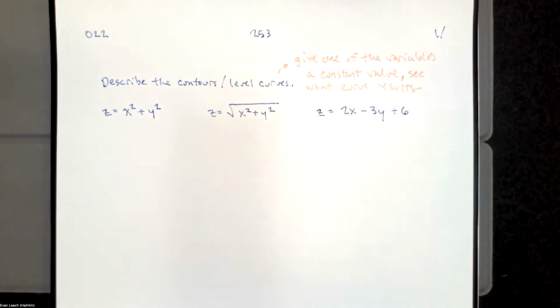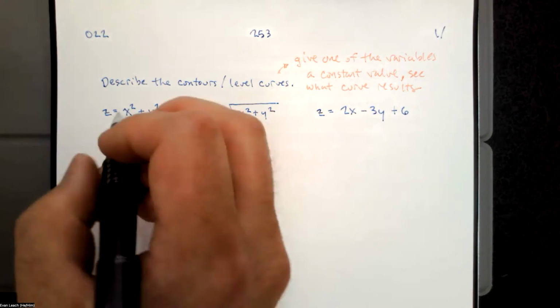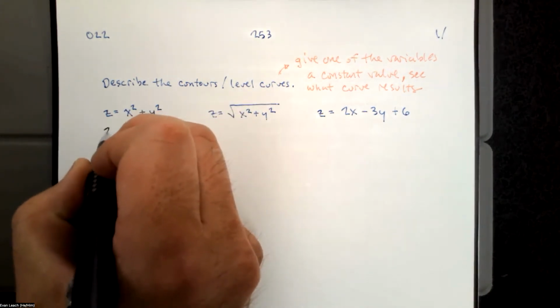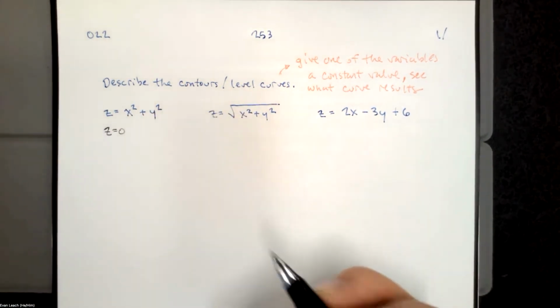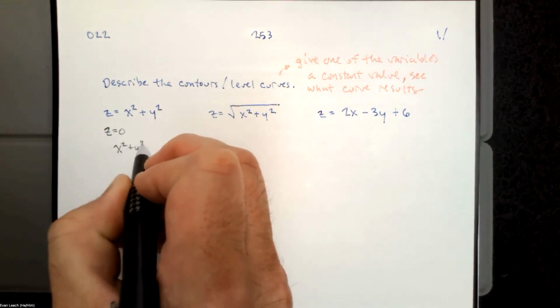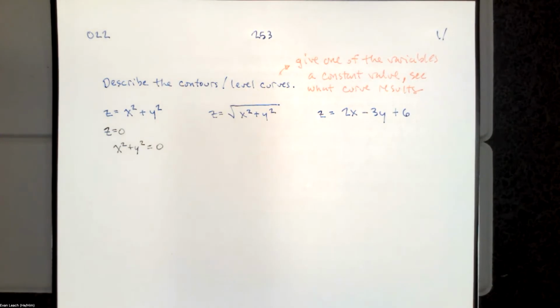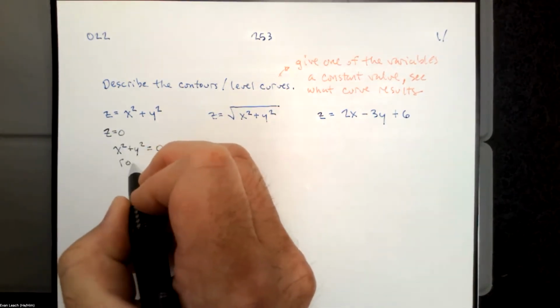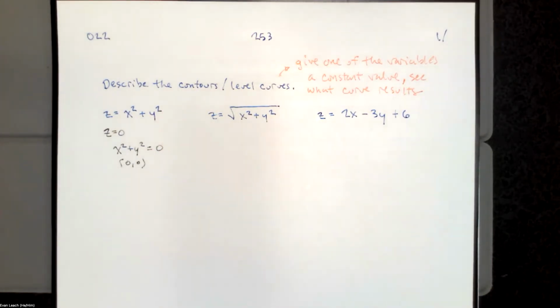So for these first two, if we let z equal 0, that's a value that we could have for z. So what if we make z equal to 0? Then our equation becomes x squared plus y squared equals 0. And the only way that's going to happen is we get 0, 0. Our curve is just the origin. All we get is a point. And that happens in the second one as well.